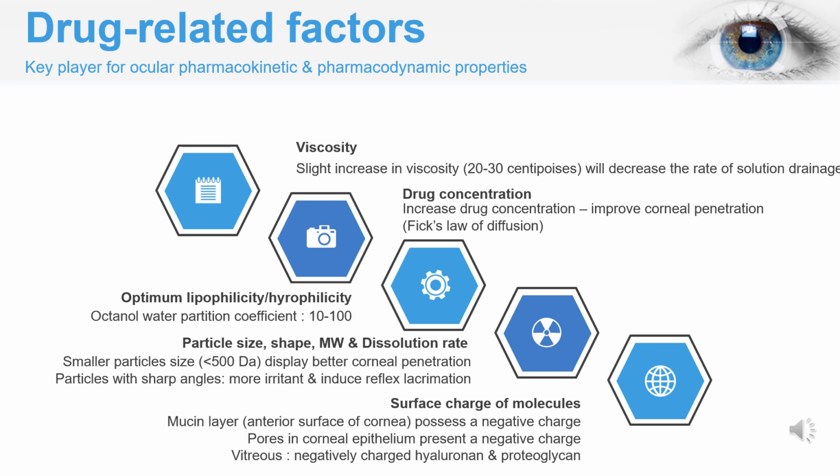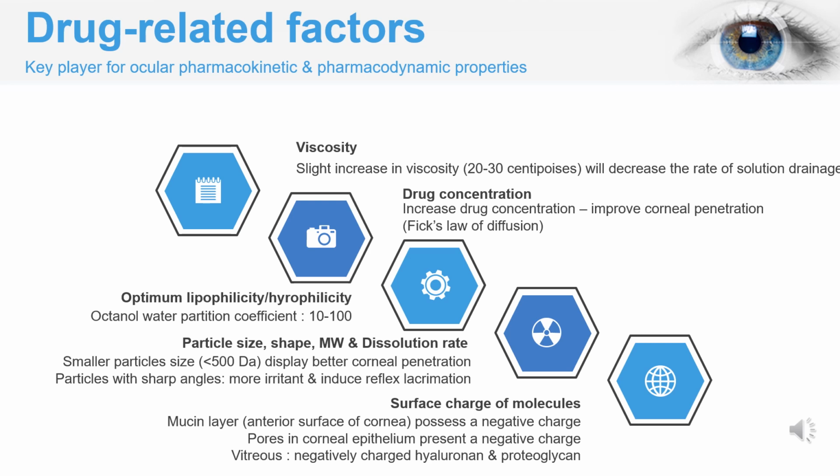Smaller particle size presents a greater surface area and increases surface-specific dissolution rate and permeation across the cornea. Drugs with molecular weight less than 500 Dalton display better corneal penetration primarily through passive diffusion. Particles with sharp angles are more irritant and induce reflex lacrimation. Transcorneal permeability of hydrophobic or biphasic drugs is primarily governed by lipid solubility, while that of hydrophilic substances is primarily governed by the molecular weight.